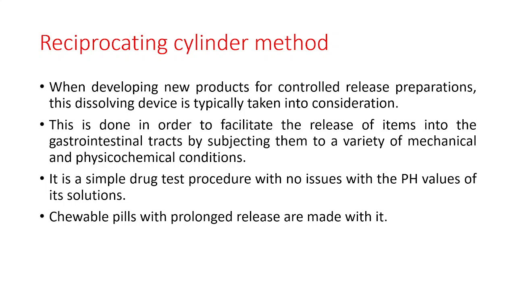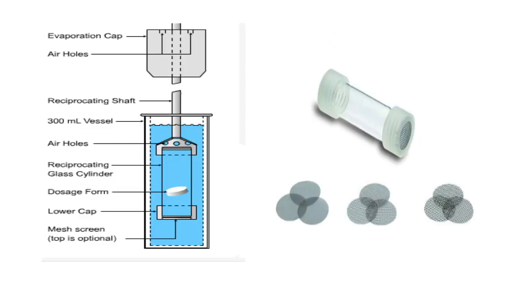The next model is the reciprocating cylinder method. When we develop new products for controlled release preparations, the dissolving device is typically taken into consideration. This is done in order to facilitate the release of its items into the gastrointestinal tract by subjecting them to a variety of mechanical and physicochemical conditions. It's a simple drug test procedure with no issues with the pH values of its solutions.